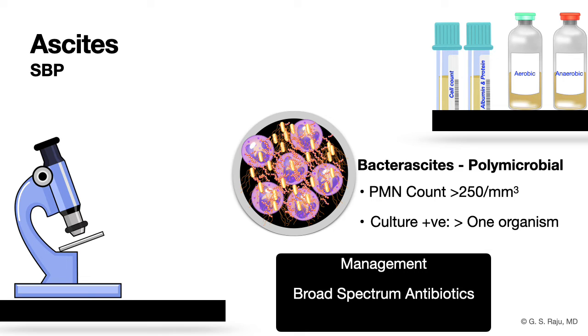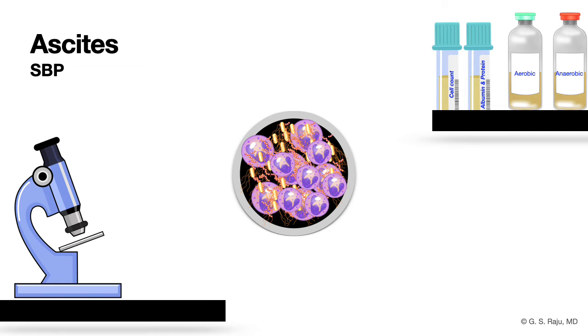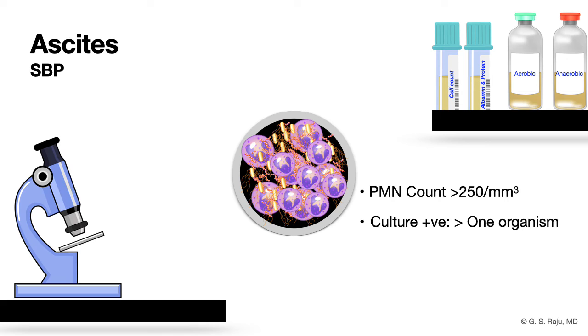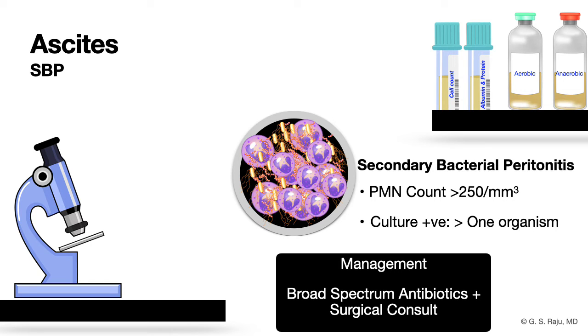On the other hand, when you see lots of polys in thousands and culture positive for multiple organisms, you should think whether the patient had a gut perforation and leading to secondary bacterial peritonitis. In this case, you not only treat with broad spectrum antibiotics, but also consider a surgical consult. You may need to do imaging studies to define the problem further.